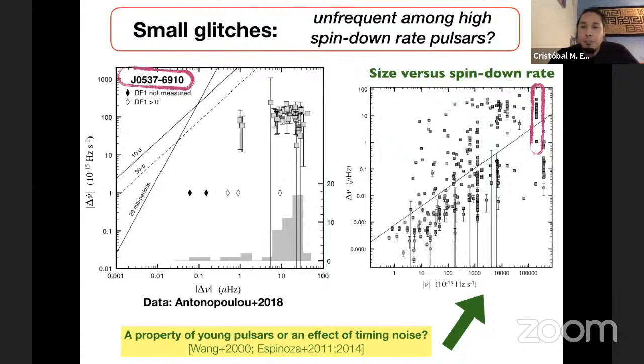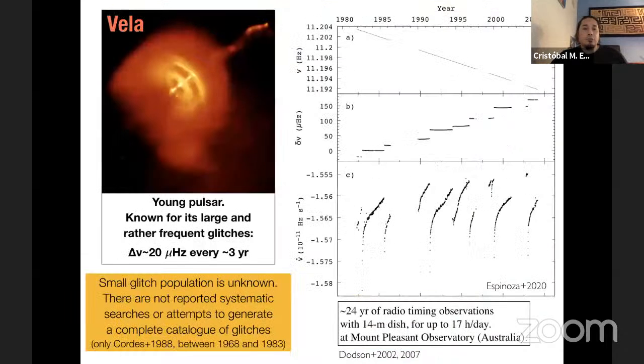You can see that it lives there, and that we could have detected glitches smaller than that, but they are not there. Anyway, the question, something that I would like to know, is: is it because the pulsars with higher spin down rate are noisier, so we cannot detect these glitches, or is this something intrinsic to the glitch mechanism? These are the reasons to explore the small size glitches.